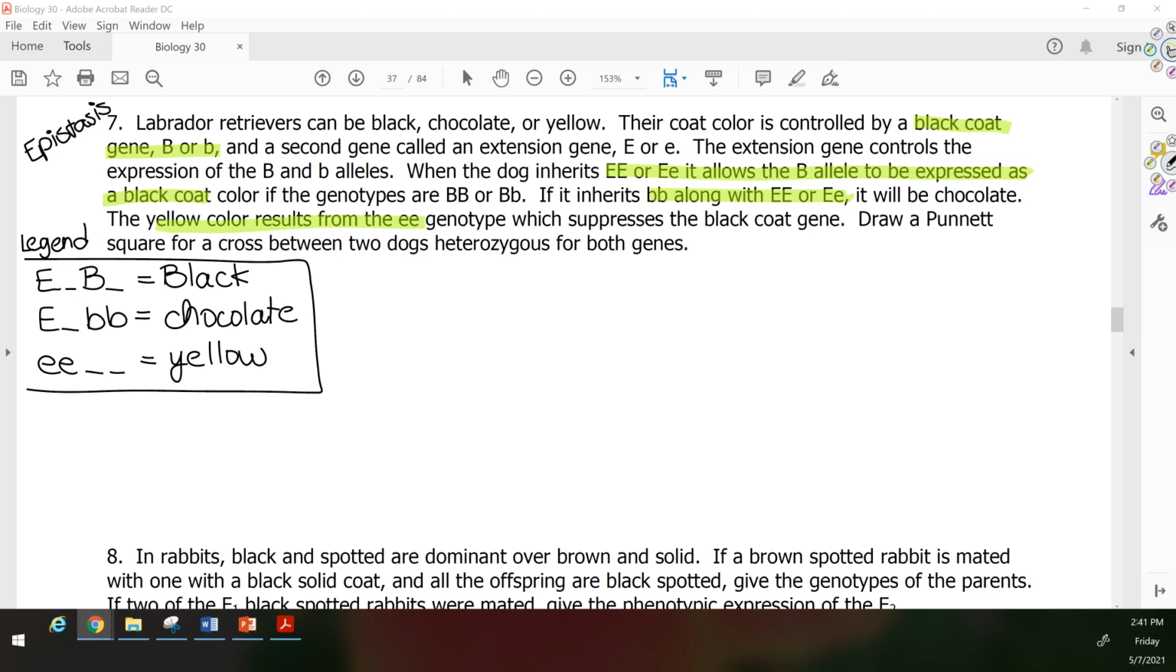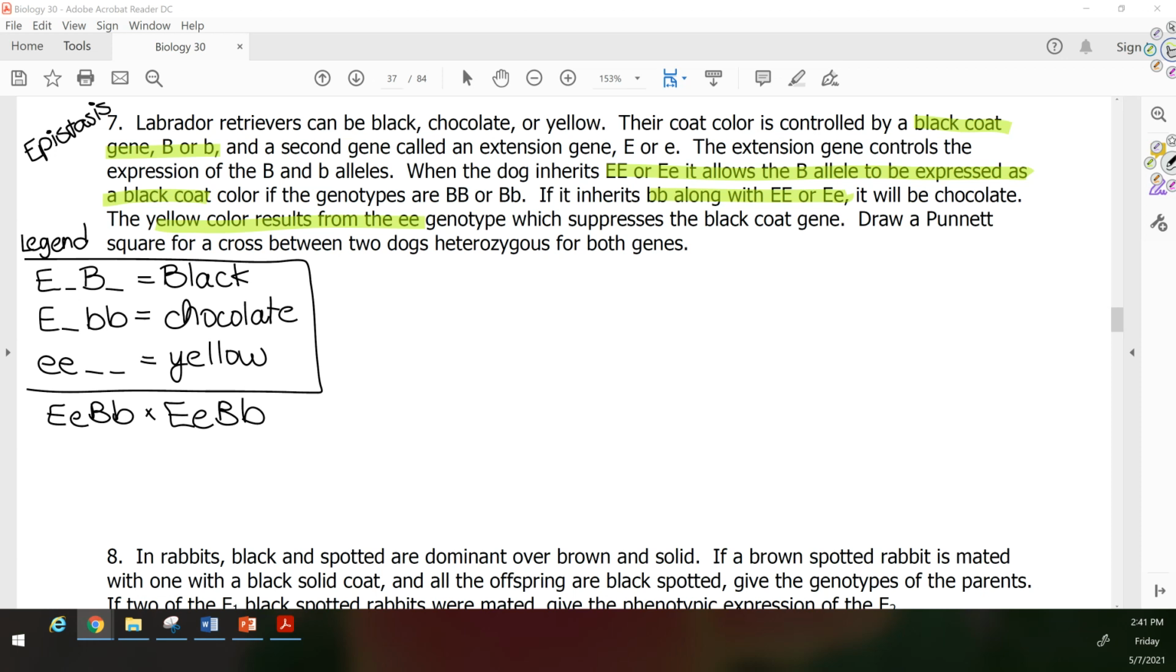Draw a Punnett square for a cross between 2 dogs heterozygous for both genes. I'm going to use the shortcut instead. So I will write down our genotypes. We have 2 dogs that are both heterozygous. And if you wrote the big B, little b before the E's, it doesn't make a difference in which order you write the genes.